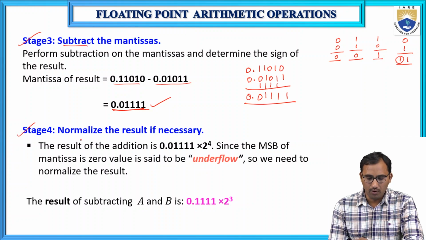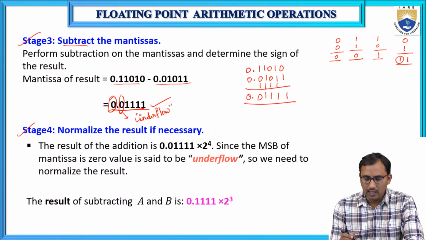And in stage 4, normalize the result if necessary. Here there is no overflow, but we have an underflow, because after the decimal point, if we have a 0 value, that implies underflow.